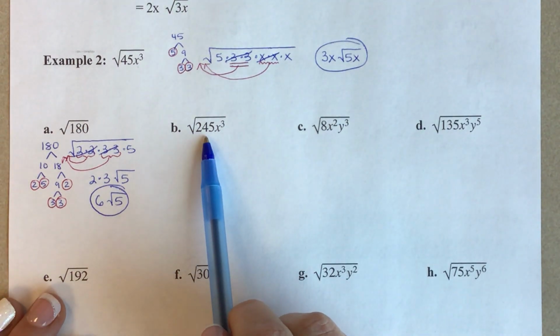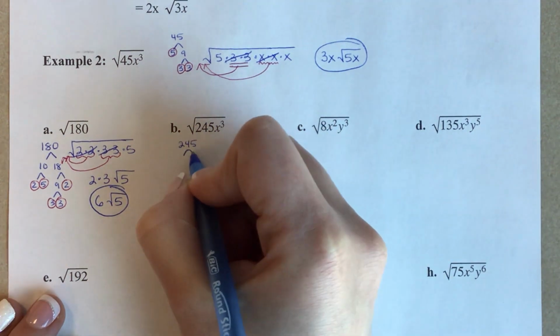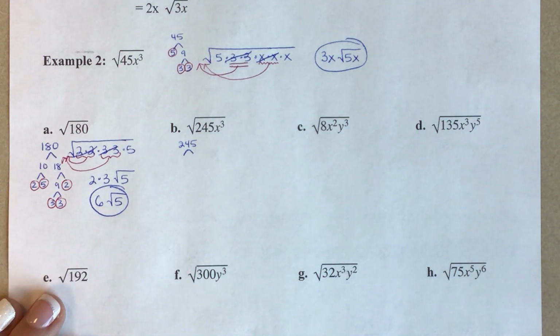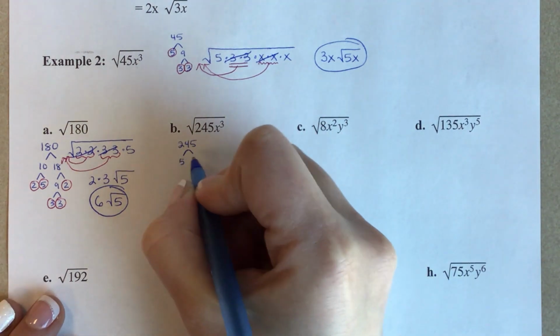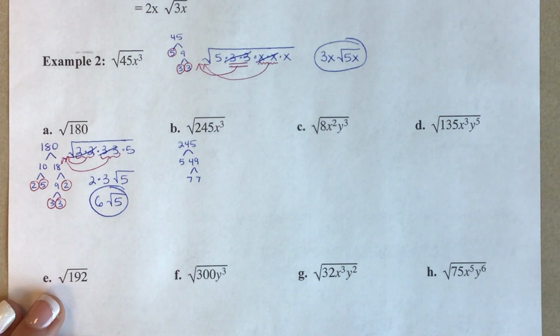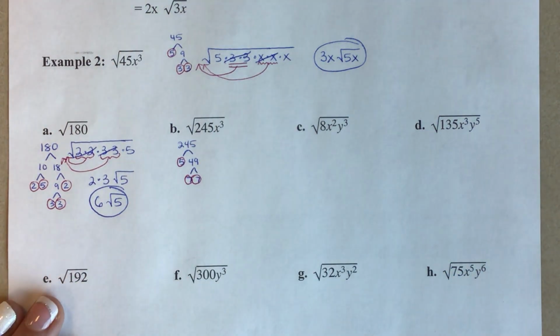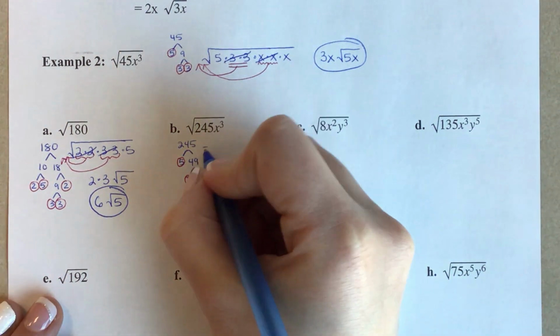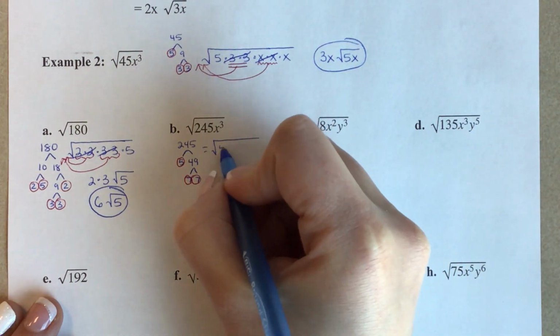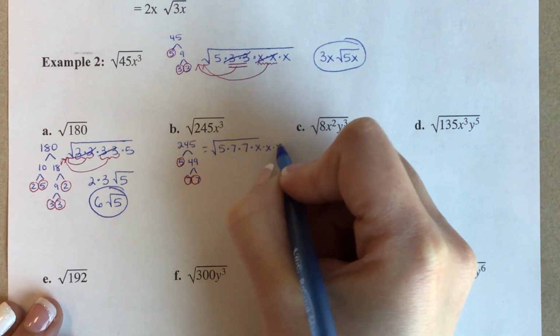Now we have 245x cubed. Let's break down that 245. 245 is divisible by 5, and that gets me 49. 49 is 7 and 7. So let's rewrite this radical, but now I'm going to have it expanded out in my prime factorization. So this is the square root of 5 times 7 times 7 times x times x times x.